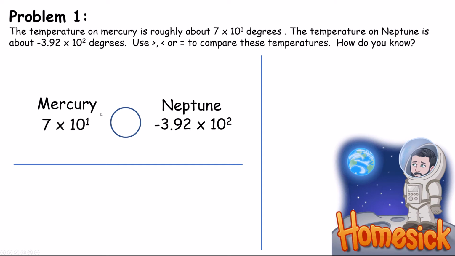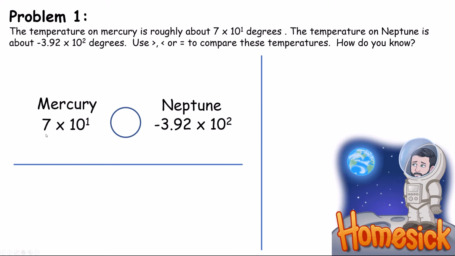Some people get overwhelmed by the fact that these are in scientific notation, but there are some pretty easy strategies that you can use in order to solve this problem. In fact, we're going to develop 3 strategies today, and then we're going to tie all those together at the end to help us with putting numbers in order when they're written in scientific notation.